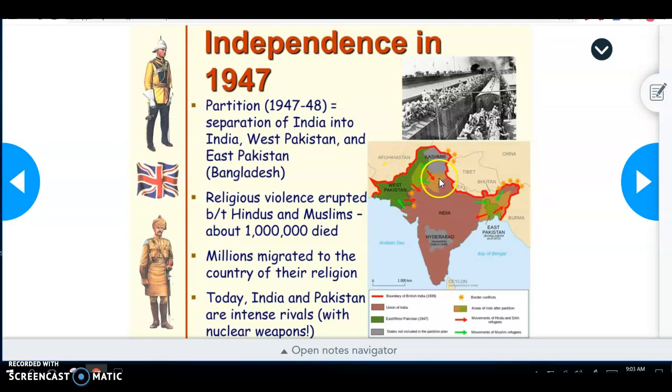And you see a lot of arrows because people are moving around. People are trying to get on the right side. They don't want to be a minority in an area. They want to be with their like kind. So you have Muslims trying to rush over to West Pakistan or even East Pakistan, and Hindus are trying to rush into India. So that's going to cause a lot of conflict. That's going to cause a lot of clashing because people are trying to fight for territory.